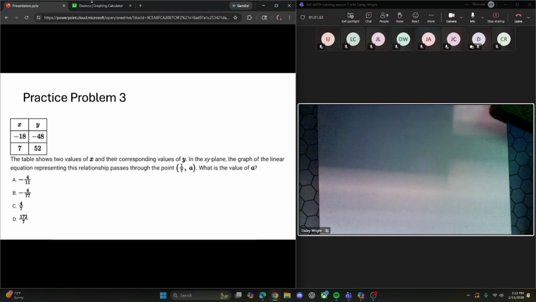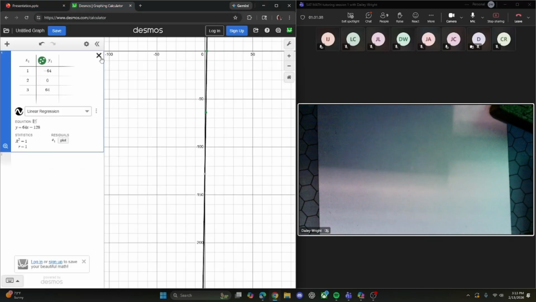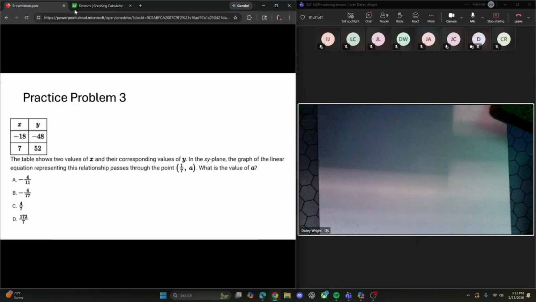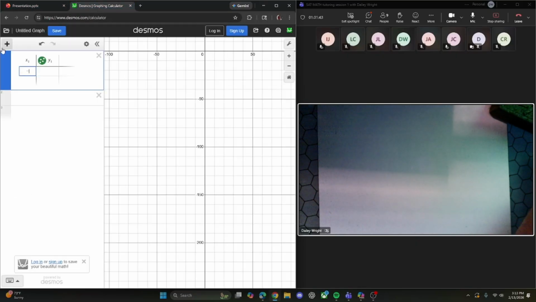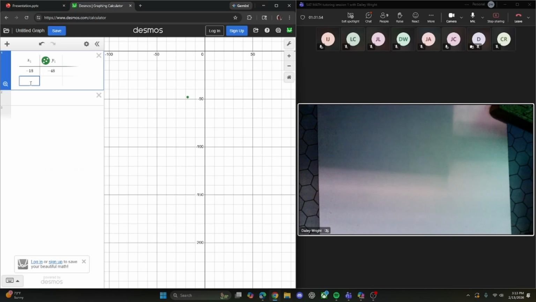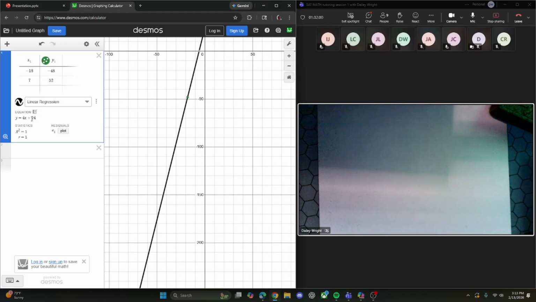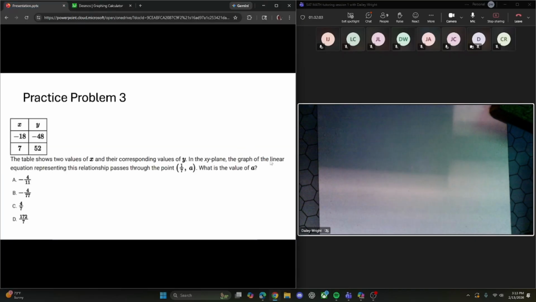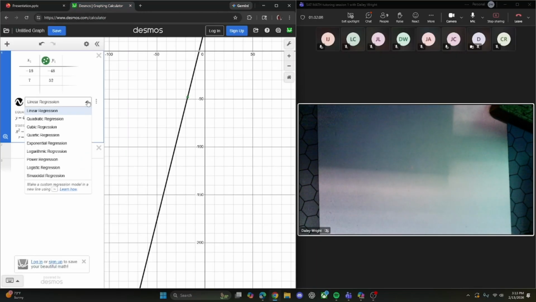So we can just go in here and make a table. Put in these two values, negative 18, negative 48, and then 7, 52. And then once we add a regression and put in linear regression, because the problem says linear equation, then we can solve for what a is.